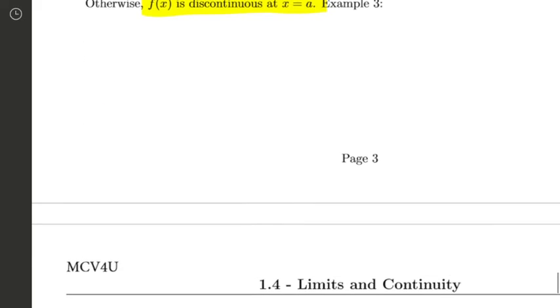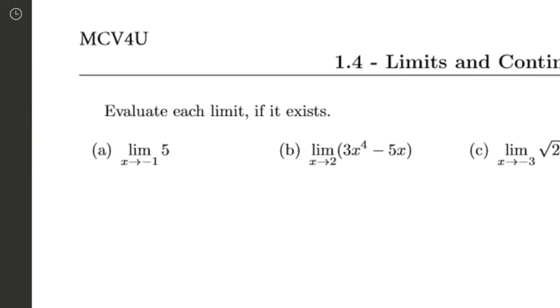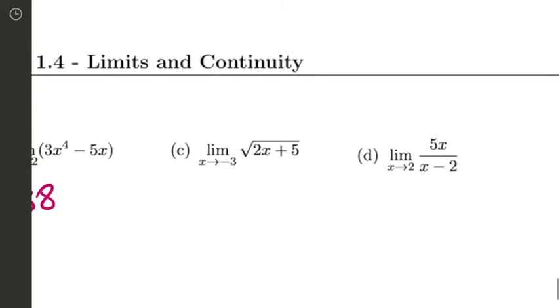Okay, so evaluate each limit. This was just some more of the same thing. We already did that one. That was 5. And then this one was 38, I believe. We got that one, 38. And so I'll do a couple more here.